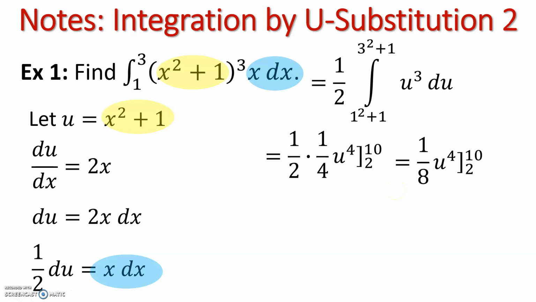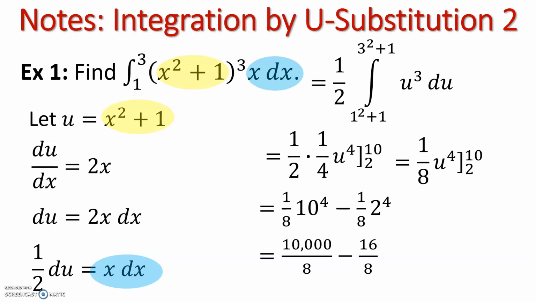Now we evaluate. So we have 1/8 times 10 to the 4th minus 1/8 times 2 to the 4th. Or equivalently, 10,000/8 minus 16/8, or 9,984/8, or when reduced, 1,248. Pause the video if you need time to write it down.